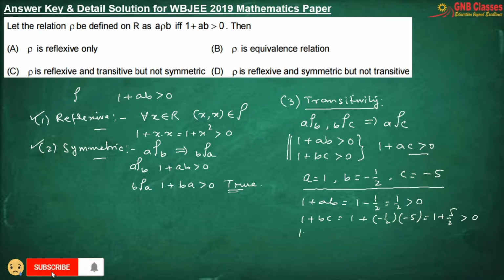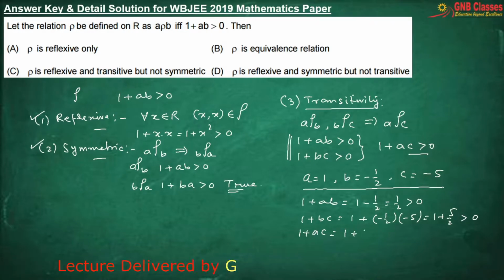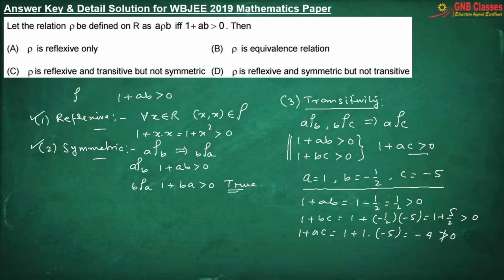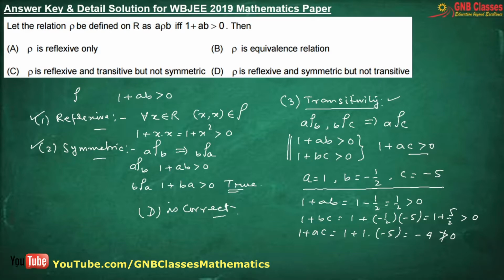But now you see 1 plus AC gives you what? 1 plus 1 into minus 5, which gives you minus 4, which is not greater than 0. Therefore, the relation is not transitive. Is it clear? Hence, option D is correct. Is it clear to all of you? Okay, let us move to the next problem.